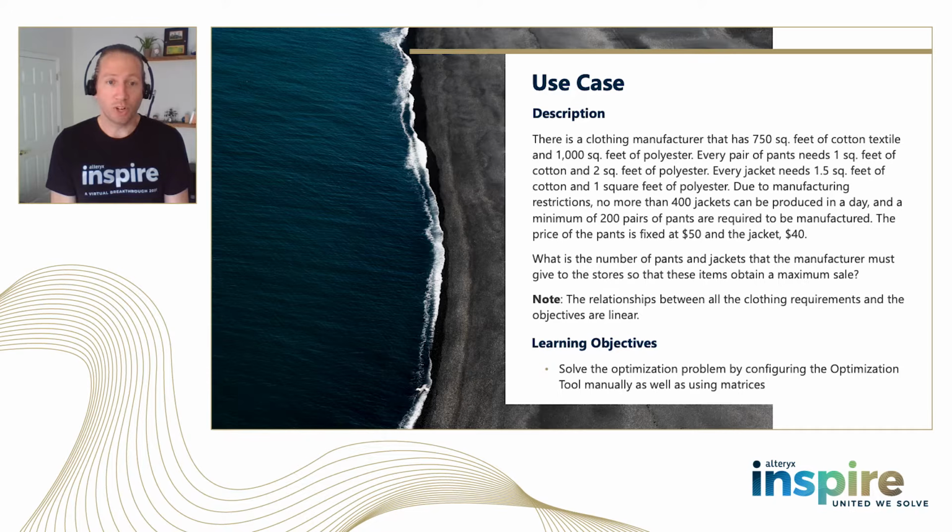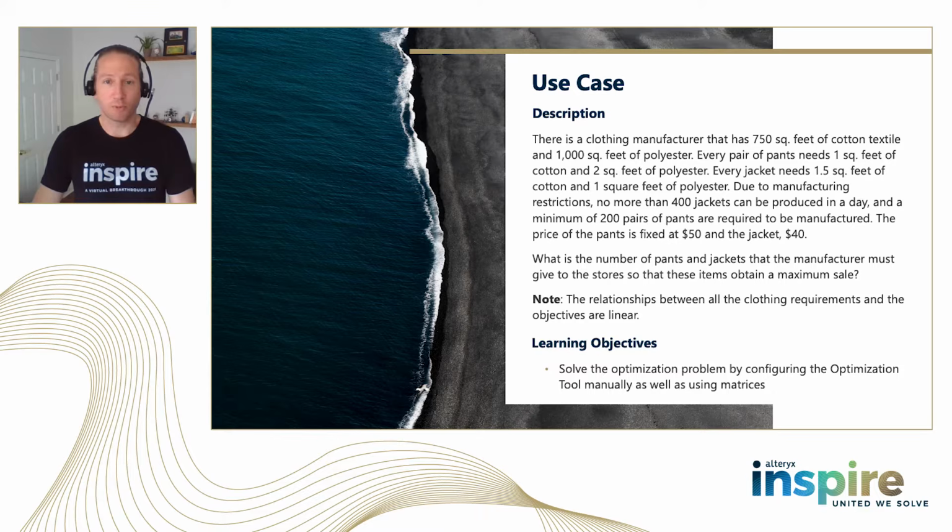So we've got 2 variables we're solving for, the number of pants and the number of jackets. And we have a lot of other constraints and rules that we need to take into account. It is important to note that these relationships are linear. More on that here in a second. And that's it. We understand the use case now.